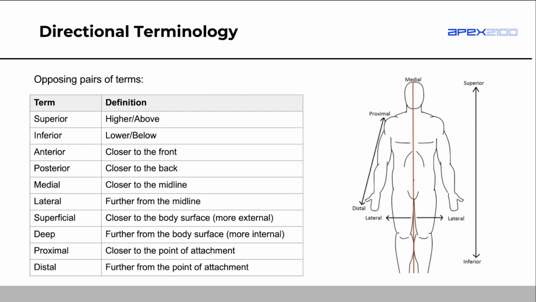All right, so moving on, we're going to have a look at some directional terminology. So we need to understand these different terms, and it's like the language of anatomy, so it helps us to identify areas within the body. They often appear in different pairs.